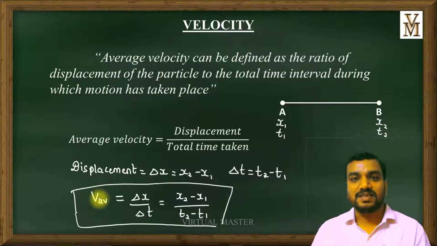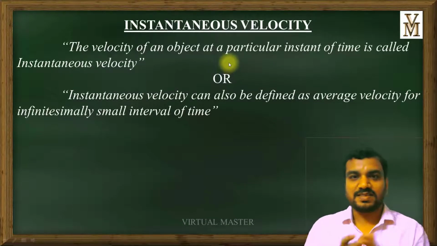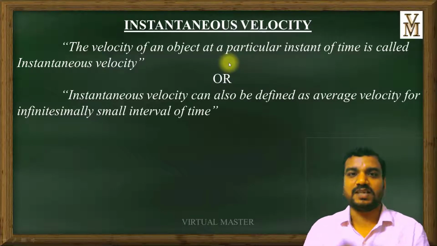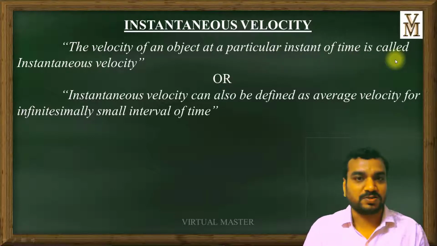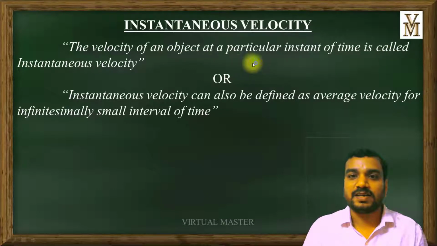Now let us discuss instantaneous velocity. Instantaneous velocity is similar to instantaneous speed. That is, instantaneous velocity of an object is nothing but the velocity of an object at a particular instant of time. What is instantaneous velocity? It is the velocity of an object at a particular instant of time.